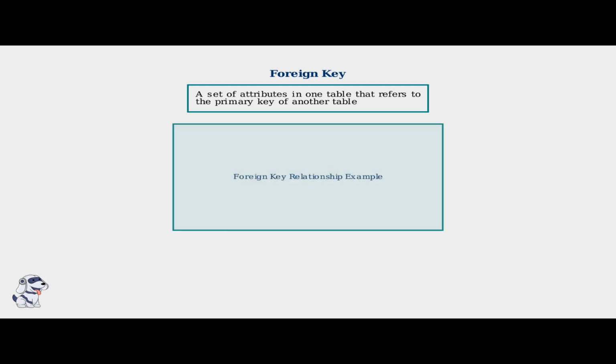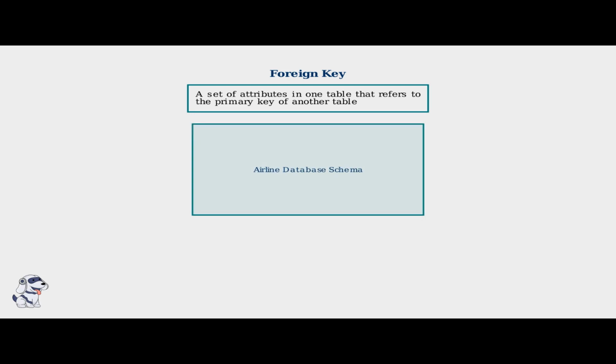Finally, we have foreign keys, which create the vital links between tables. A foreign key is a set of attributes in one table that refers to the primary key of another table. This diagram shows a perfect example of foreign key relationships. Notice how the course ID in the student table references the course ID primary key in the course table, creating a meaningful connection.